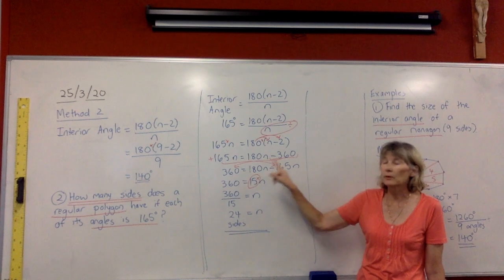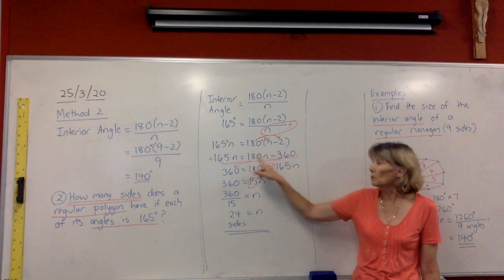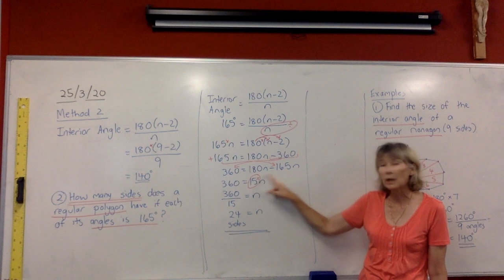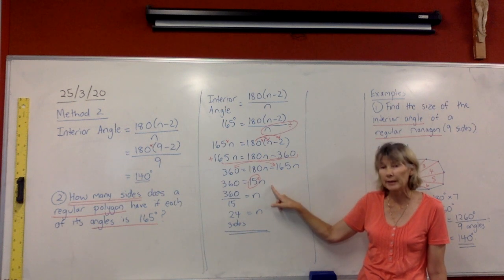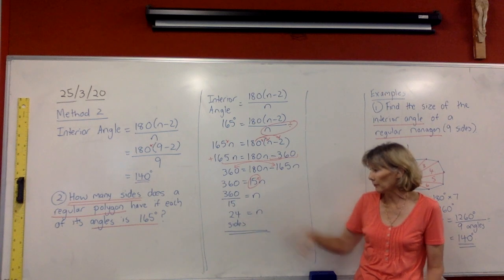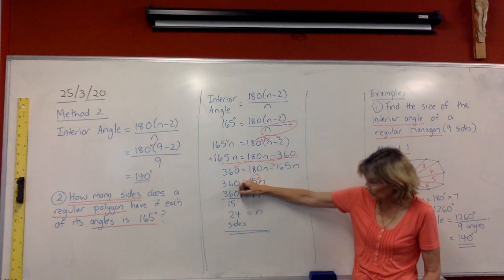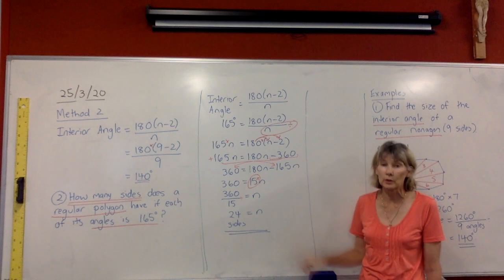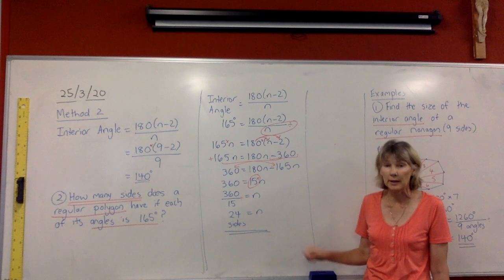And we're going to put the numbers on the other side. So minus 360 will come over here and become 360. Collect your like terms here and you'll have 15n. And then it's pretty easy to finish off from there. Just divide by the 15. Use your fraction key on your calculator and it comes up with a 24-sided figure. That's the answer to that question.